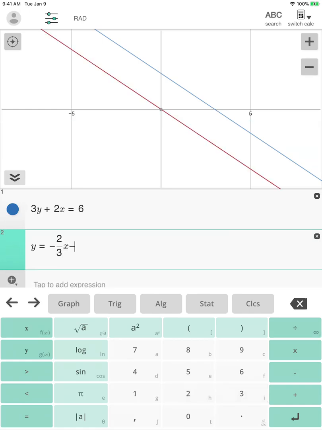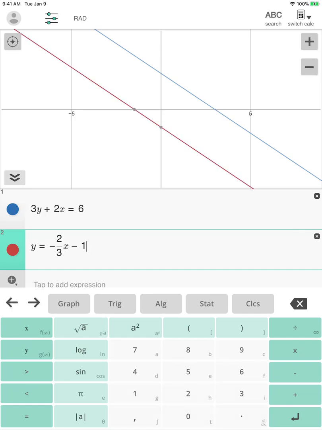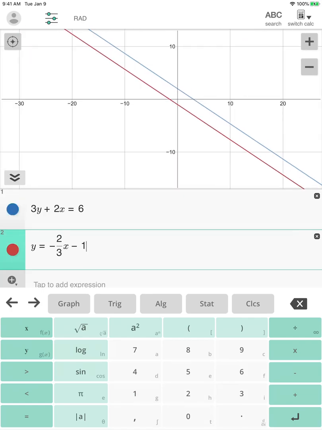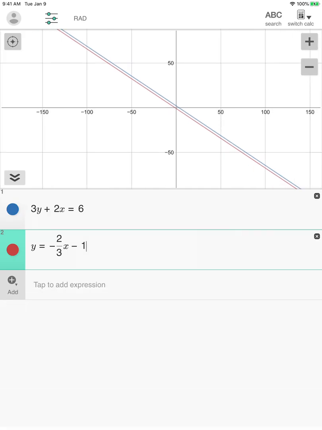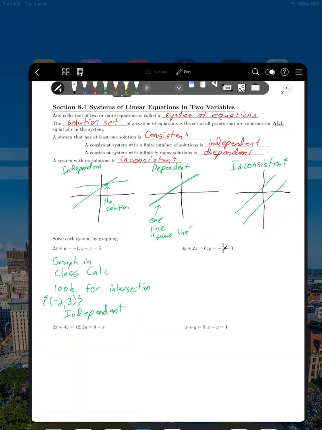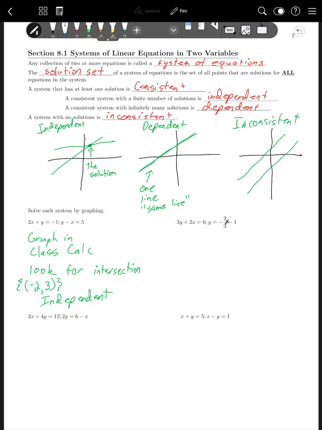If you look here, you can tell these are parallel lines, and if I zoom out, I can see even better that those are never going to intersect each other. So these are parallel lines in this example. That means this one has no solutions. So the solution set would be empty, and this is an inconsistent system.